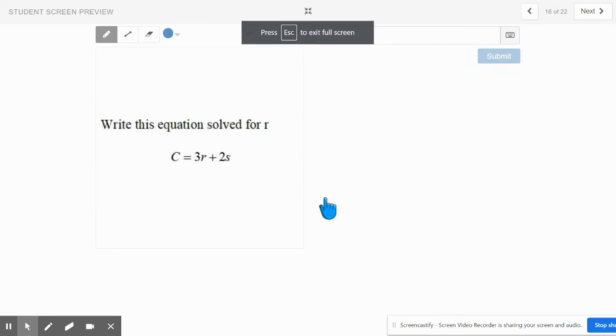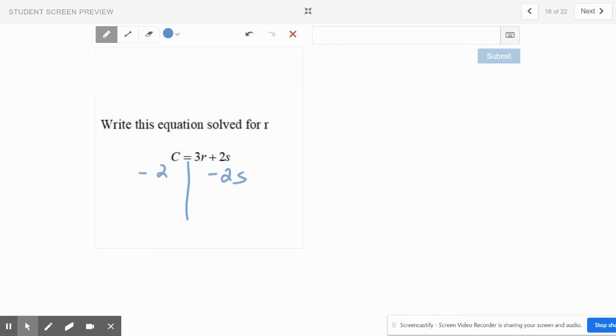I like this. Solve for r. Go for it. Get r all by itself. If I'm doing this properly, I'm going to subtract 2s first. So I'm going to have c minus 2s equals 3r. And there's a couple ways you can do this last part. Remember, I can divide it by 3, and I can divide everything by 3, and that's okay.